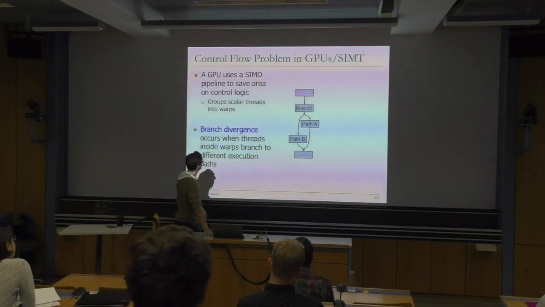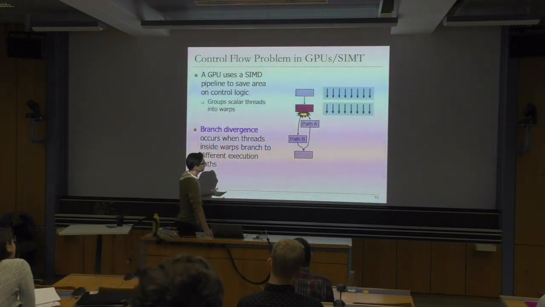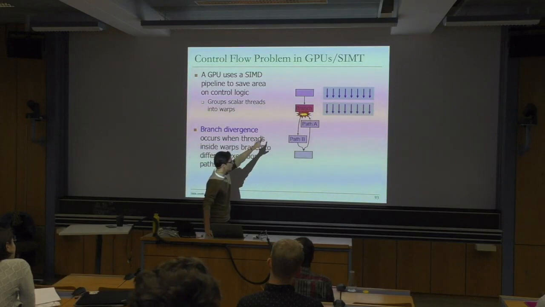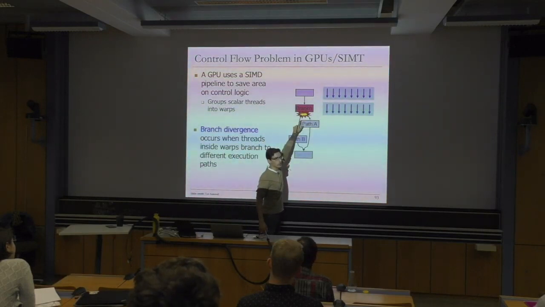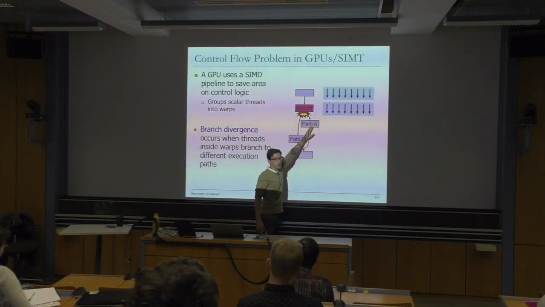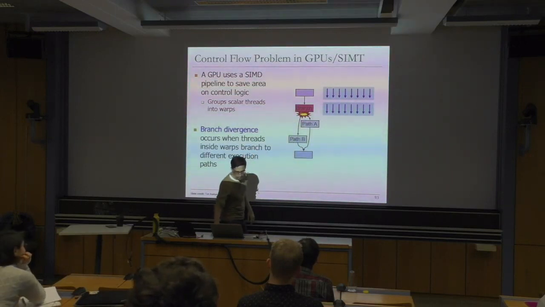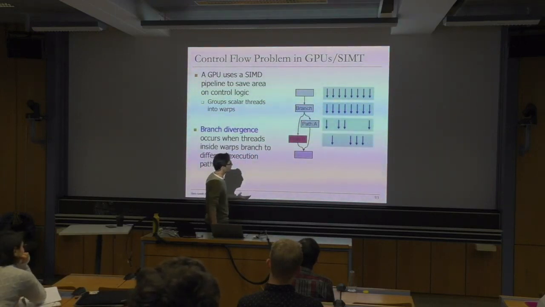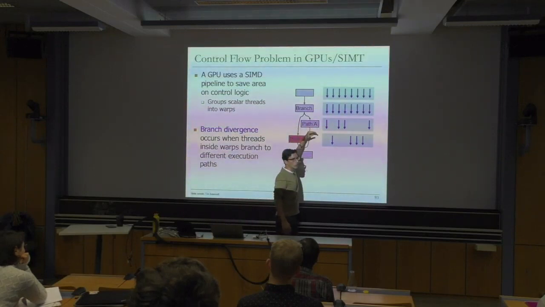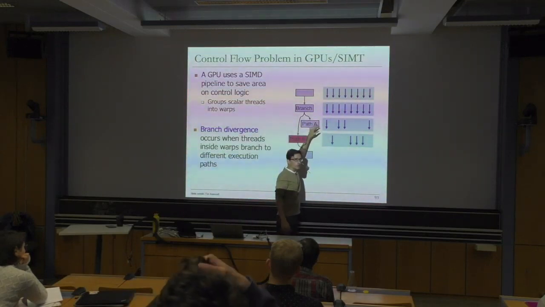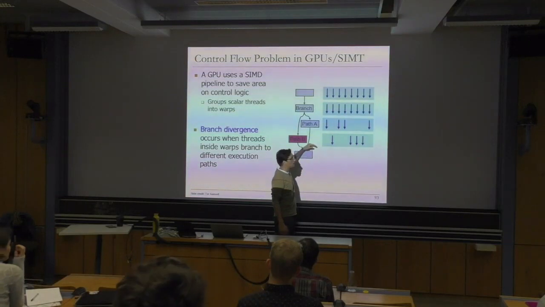Because in the end they are only SIMD pipelines, and when you reach a divergence point like here, this is a branch and some of the threads are going to go through path A, others through path B. When this happens, you are issuing instructions for the same warp twice, right?